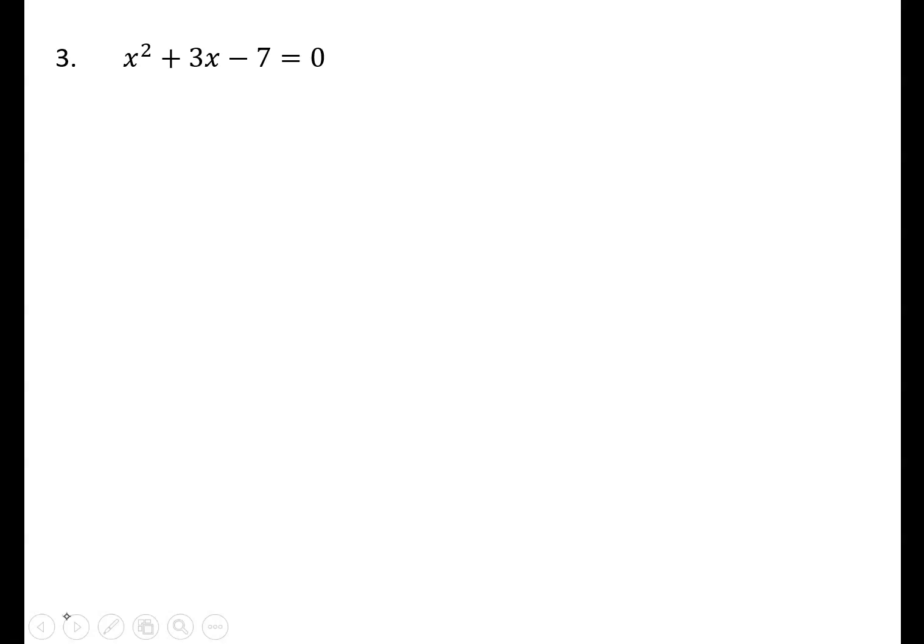Okay, let's try another one. In the first two examples, b was an even number. Here, b is an odd number. That makes it a little more challenging because you have to deal with some fractions, but it's still the same steps. So step 1, we're going to move the constant to the right side. Step 2, we're going to look at our coefficient of x squared, and it is a 1, so we can skip that step. Step 3, we're going to come out to the side and find b divided by 2 squared.